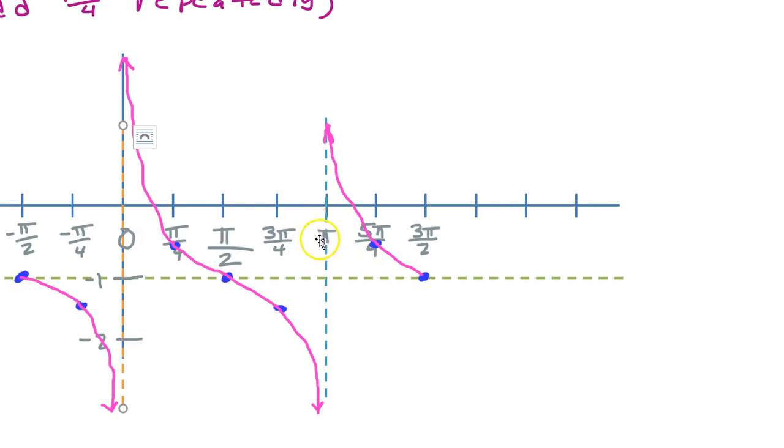Now, because the period is pi, everything repeats every time you go a distance of pi along the x-axis. So if I go another pi, I'm going to have another vertical asymptote. If I go another pi, I'm going to have another vertical asymptote. So if I go pi to the right from here, where will I be? Well, if I add pi to pi, I'm going to be at 2 pi. Okay, so I'm going to have another asymptote at 2 pi. And then if I kept going, I'd have another asymptote at 3 pi, and 4 pi, and 5 pi.